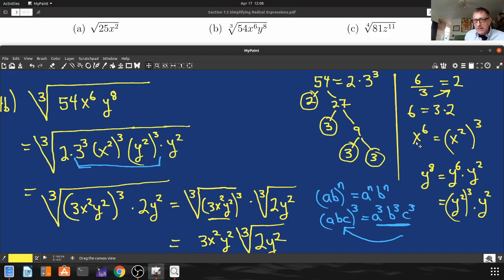And that's exactly what I did to x raised to the 6th power. I divided it by 3, so I was able to express x to the 6th as x squared to the 3rd. And for the 8th power, I still wanted some 3rd power in there, so 6 is the closest number less than 8 which is evenly divisible by 3. So I wrote y to the 8th as y to the 6th times y squared, and then simplified there. And then I came over here and I put it all together.